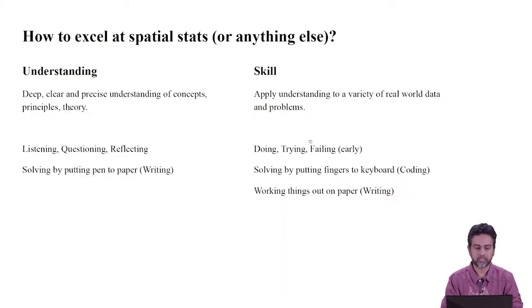Basically, if we want to excel at spatial statistics, or really any subject, we need two things. First, we need a firm, clear, and precise understanding of concepts, principles, and theory. This is obtained by listening carefully to lectures, questioning the material that you receive, and then reflecting on your own. Another really important thing for understanding is what my teachers call putting pen to paper.